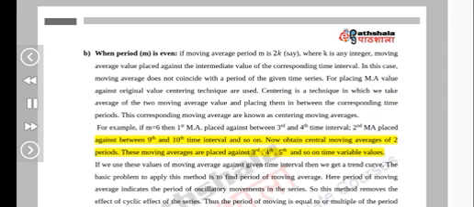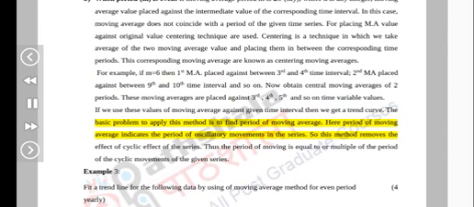Now obtain centered moving averages of two periods. These moving averages are placed against the third, fourth, fifth and so on time variable values. If we use these values of moving average against the given time interval then we get a trend curve. The basic problem in applying this method is to find the period of the moving average. Here the period of the moving average indicates the period of oscillatory movements in the series. So this method removes the effective cyclic effect of the series. Thus the period of moving average is equal to or a multiple of the period of the cyclic movements of the given series.